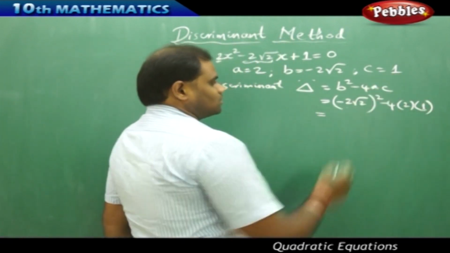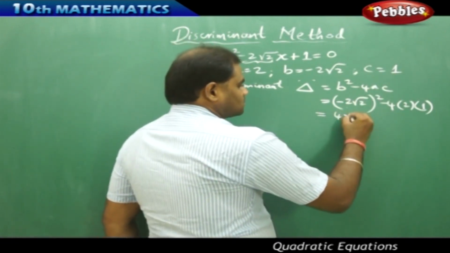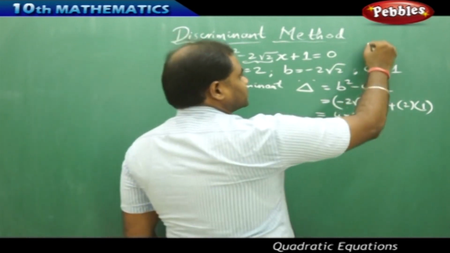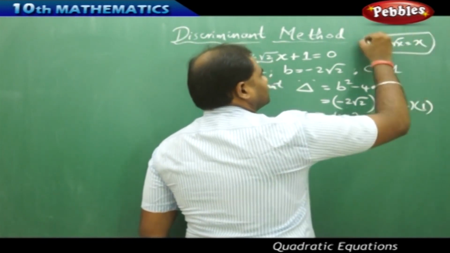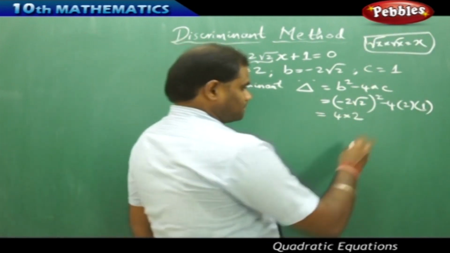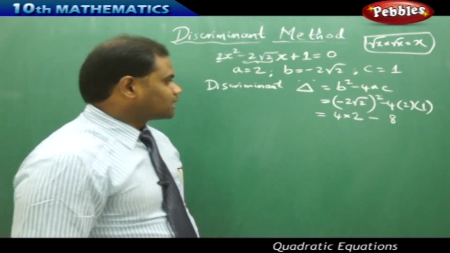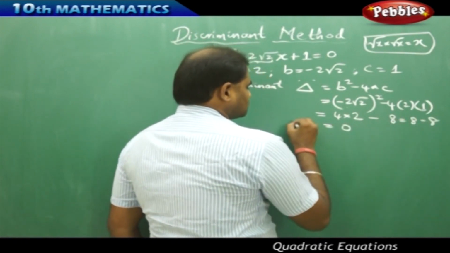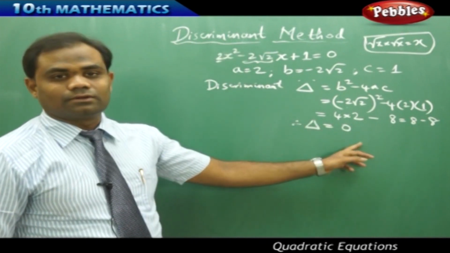Now this, on squaring, I get 4 times, because 2 square is 4, and root 2 whole square is 2, because root x into root x is always x. This is very important to identify. Root x into root x is always x. Minus 4 times 2, which is 8. And then finally I get 8 minus 8, which is 0. Therefore the value of the discriminant or delta is 0.